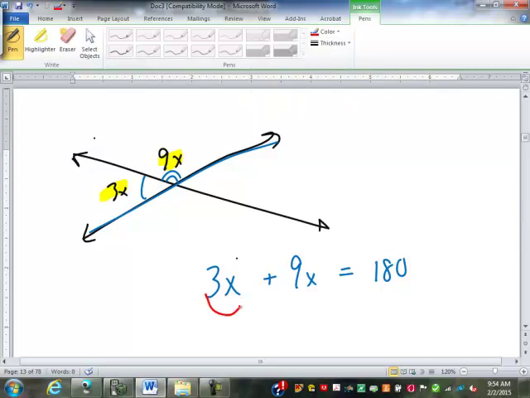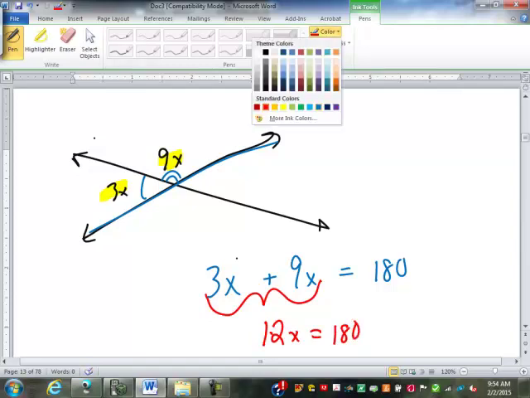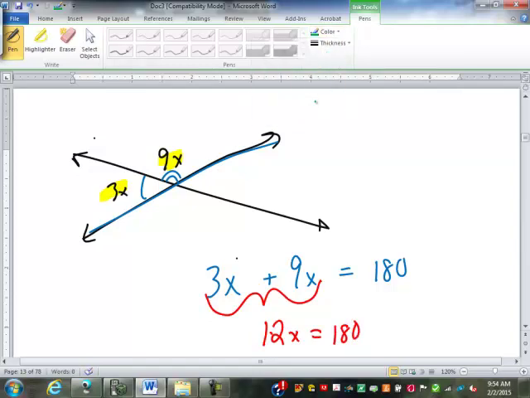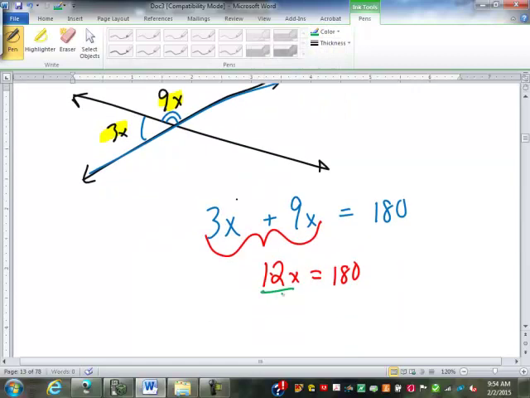So now I have 3x plus 9x, which makes 12x equals 180. Then what? Divide by 12. Okay. So x equals 15. All done, right? We got x. No, we have to answer the question. What was the question?